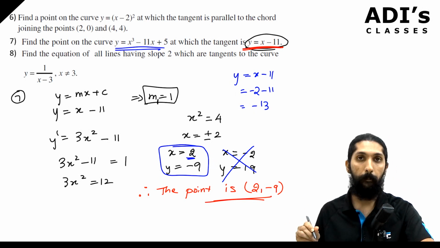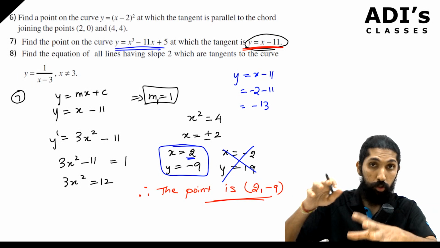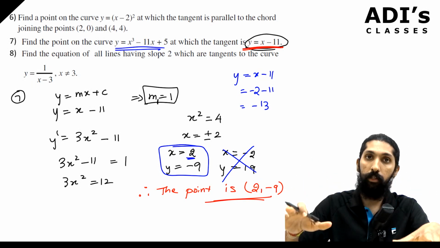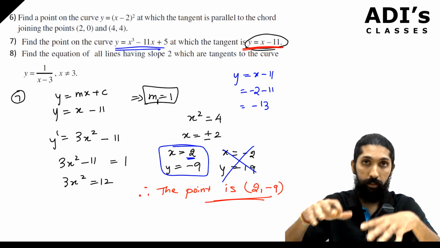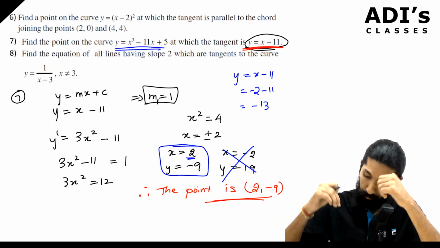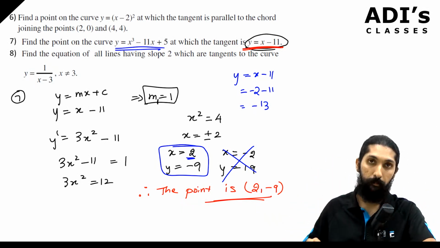Fair enough. So please do not stop at those 2 points. You need to find the point which is actually on the curve, which is touching the tangent. So the answer becomes 2 comma minus 9. So let's do the next question now.